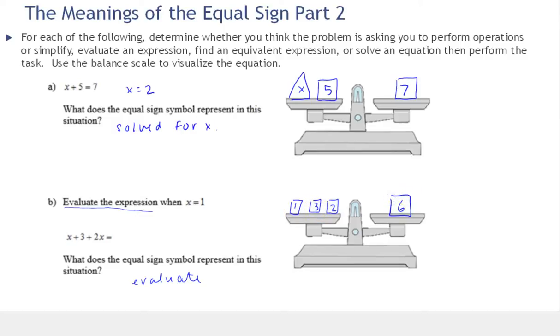Okay. So notice, evaluating is replacing the letter with the given value of the variable. Okay. And then you're basically performing the operations or simplifying. 1 plus 3 plus 2 is 6.